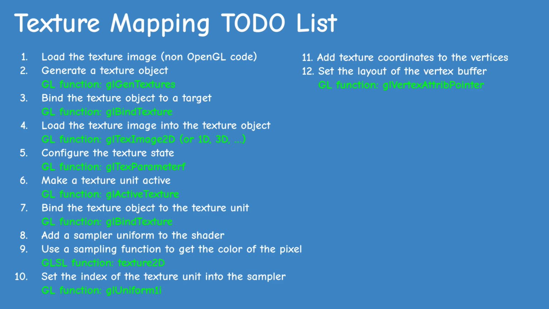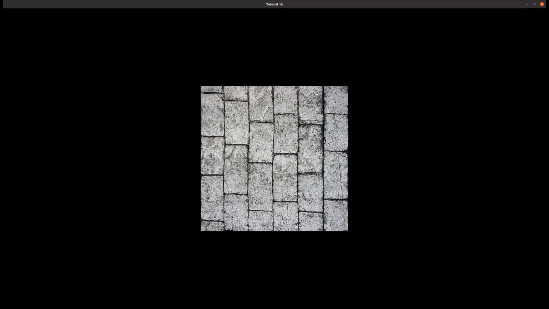To make sure OpenGL can read the texture coordinate attribute correctly, we need to define the layout of the vertex buffer and enable this attribute. If everything went well, our texture should now be visible. Now let's review these steps in the actual code.